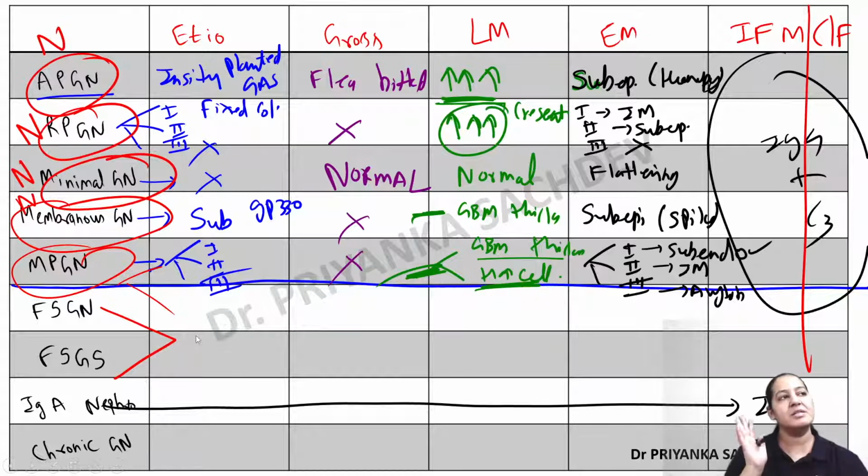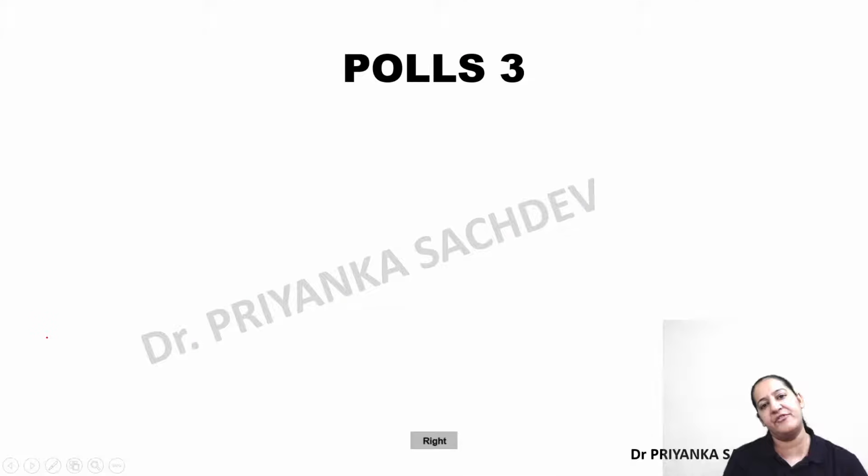Everyone give me a thumbs up. This is the most simplified version I can tell you. I cannot simplify more than this. These are the heights. Now I'm coming to the next two. Before that, there are a few polls for you.